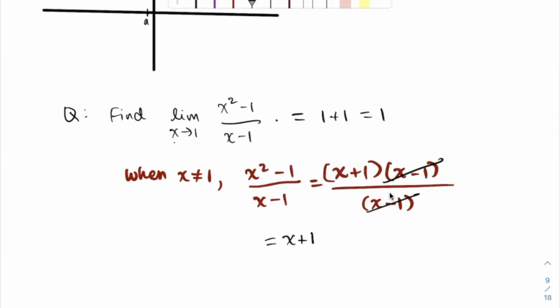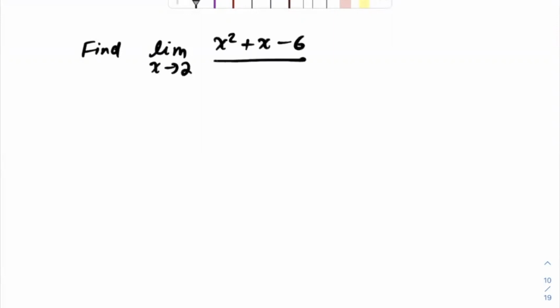Let's try one more example. So let's find the limit as x goes to 2 of x squared plus x minus 6 over x minus 2. And I'll stop talking for a moment so you can pause the video and try to figure it out, and I'll give the answer in a few seconds.